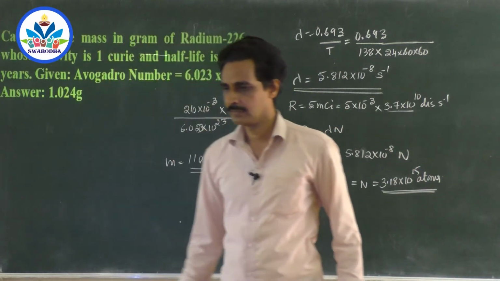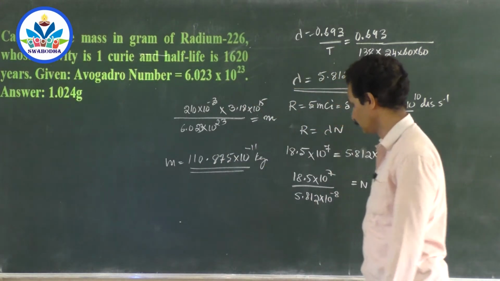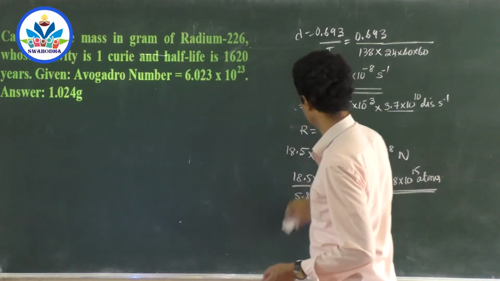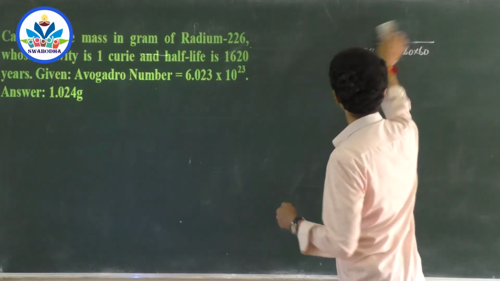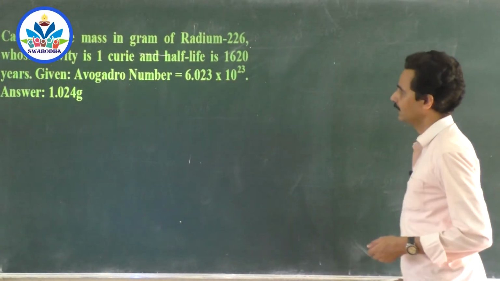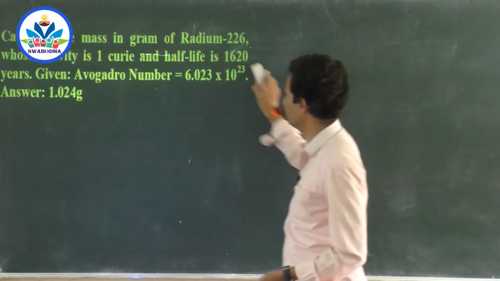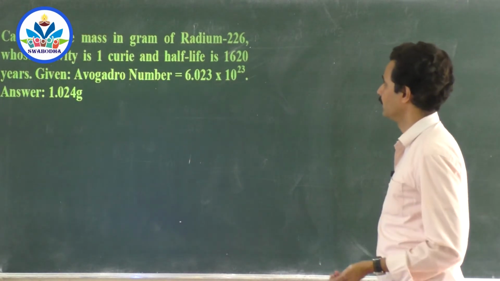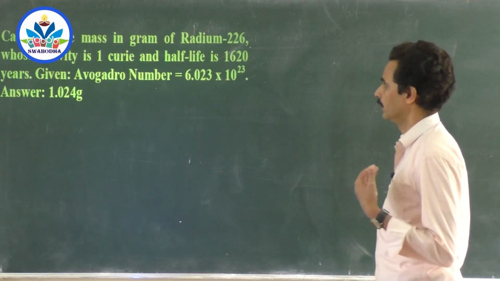Yes, second one. Calculate the mass in gram of radium-226, whose activity is 1 curie, and half-life is 1620 years, and given Avogadro number.